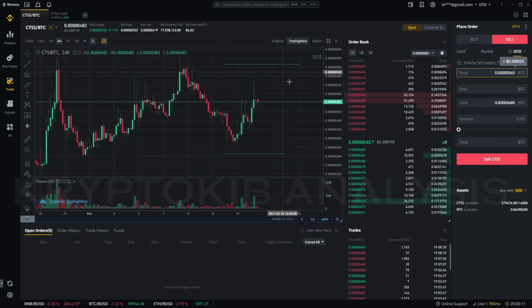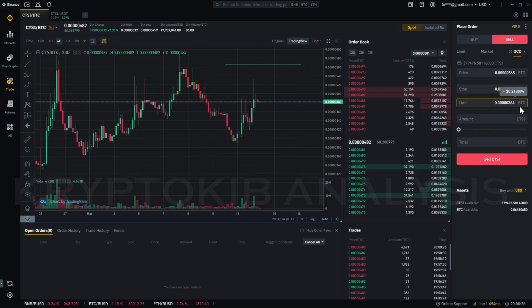565. Then let me say stop here. 382. And the stop loss should be 364. Then sell 100. Balance is not enough. How come? Oh, 100 BTC.